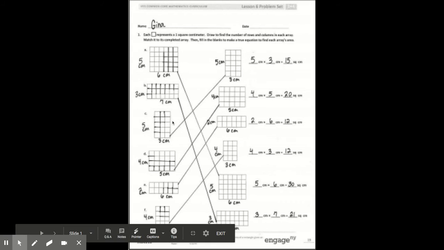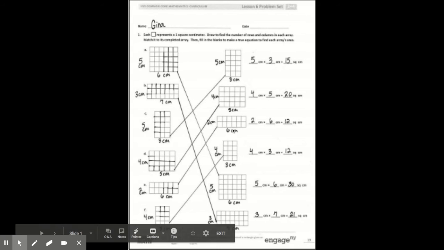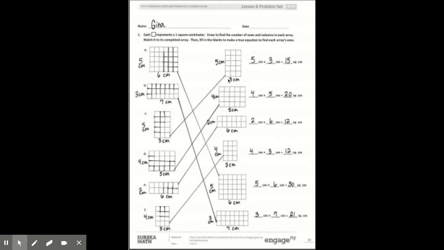Now we're on C. Again, filled in the rest of that rectangle, and we found that one side has 5 centimeters, 1, 2, 3, 4, 5, and the other is 3 centimeters, 1, 2, 3. And if you look on this side, we're going to find that the top one matches. So they've drawn their line here. So again, labeled 5 centimeters by 3 centimeters. So 5 centimeters times 3 centimeters is, and we can count by fives, 5, 10, 15. So the answer is 15 square centimeters.